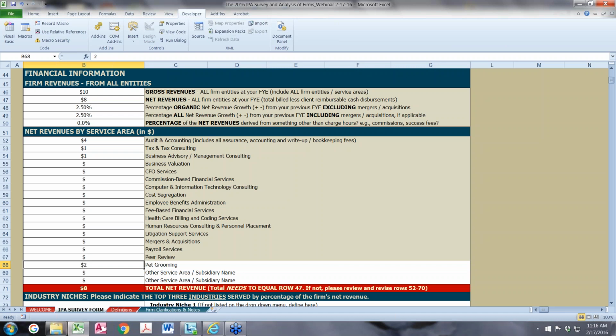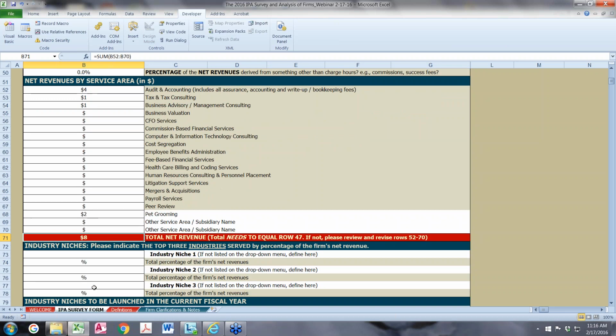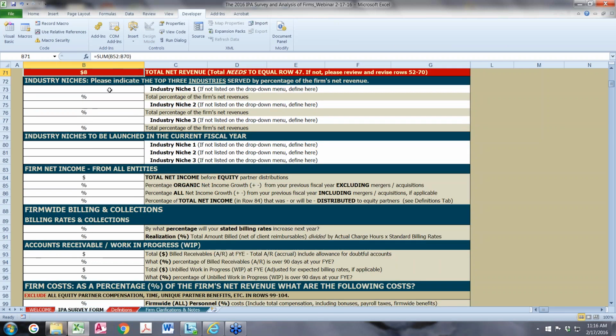This next section, starting on row 72, is industry niches. Here we're asking for the top 3 niches as a percentage of net revenue. Please indicate the top 3 industry niches of your firm based on total net revenues derived from those niches, if applicable. Again, here we've got the drop-down menus, and we are specifically looking for industry segments, not service segments. If an industry niche is not provided in the drop-down menu, please select Other at the very bottom of the drop-down menu and define it in column C of the appropriate row on the Survey Input tab.